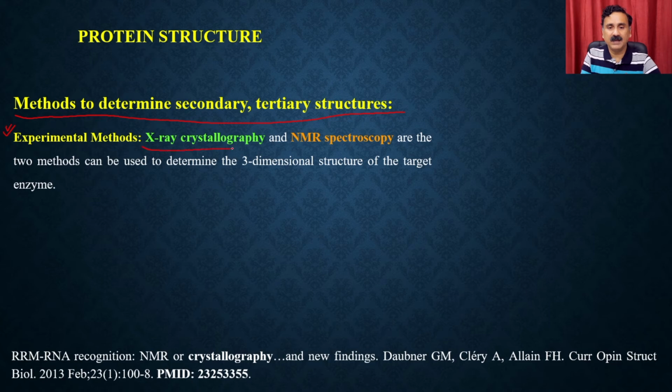So, you can use X-ray crystallography or NMR spectroscopy, and these are the two methods you can use to determine the three-dimensional structure of proteins. For X-ray crystallography, there are different steps. First, you isolate the protein for which you want to identify the secondary or tertiary structures.